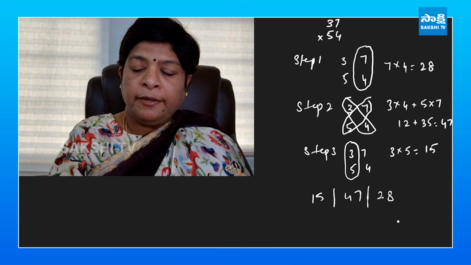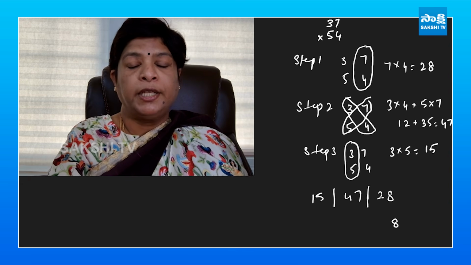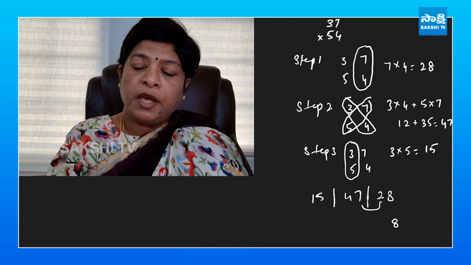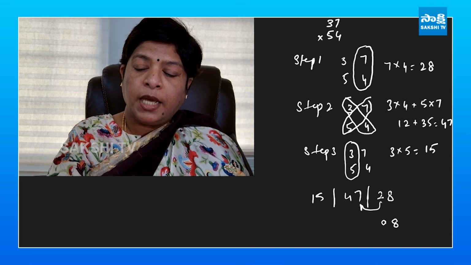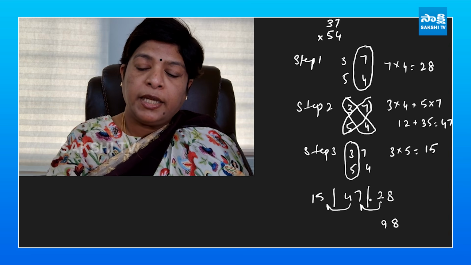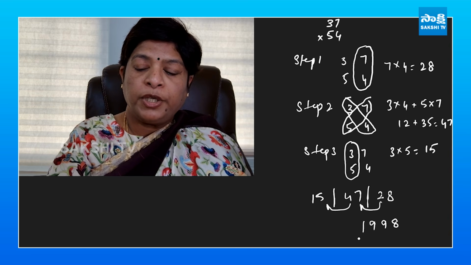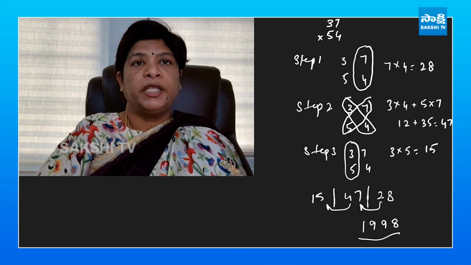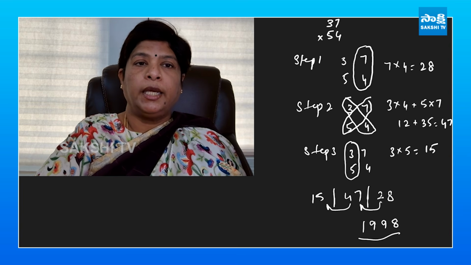So we drop 8, which is going to be part of the final answer. We're going to add 2 to 7. 2 plus 7 gives us 9, and 4 plus 5 is again a 9, and 1 we are going to put as is. So the product of 37 times 54 is 1998.